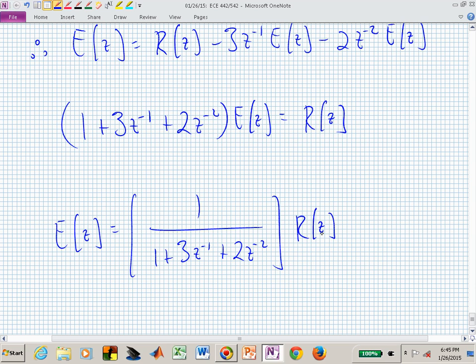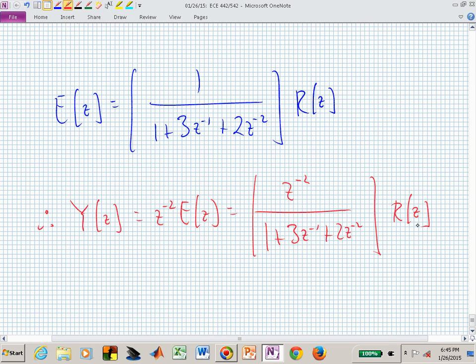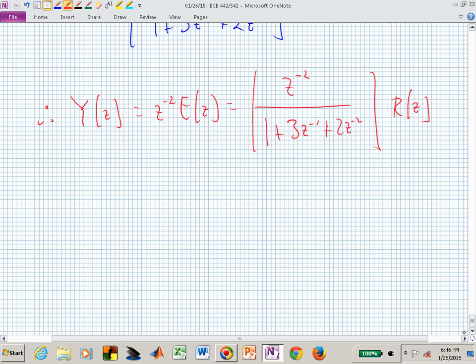That's a transfer function between r and e. If I wanted the transfer function between r and y, I know y is just z to the minus 2 times e. Or it's now z to the minus 2 over 1 plus 3z to the minus 1 plus 2z to the minus 2, times r of z. And now I have a transfer function, and maybe you don't like it in terms of z to the minus 1s or z to the minus 2s.